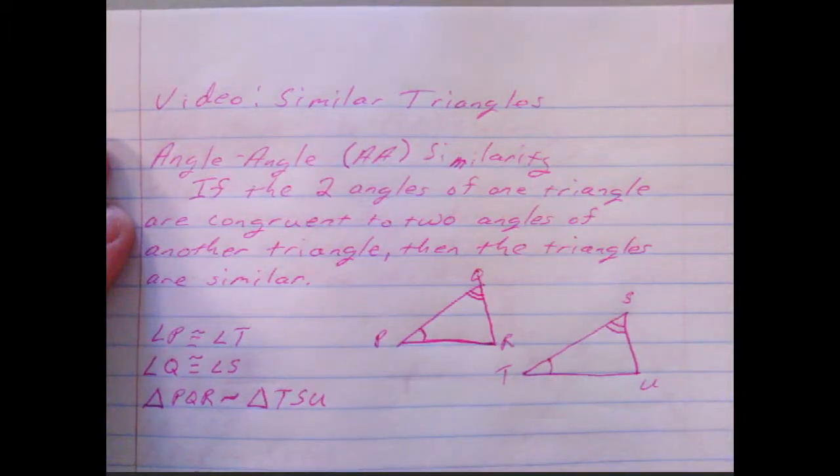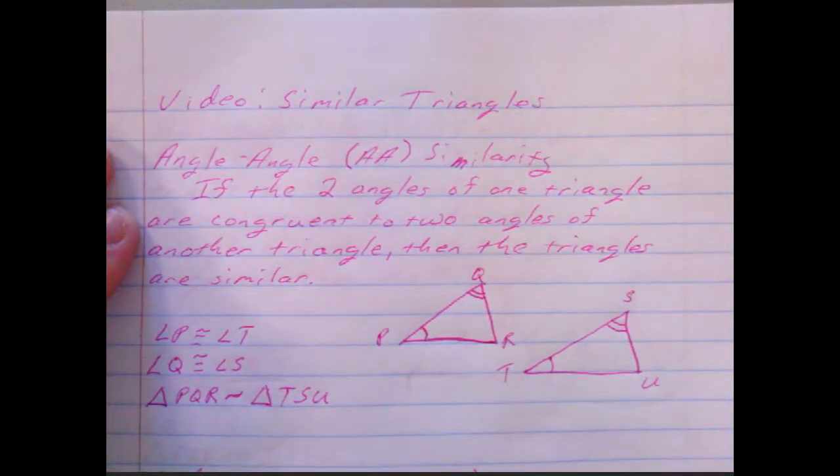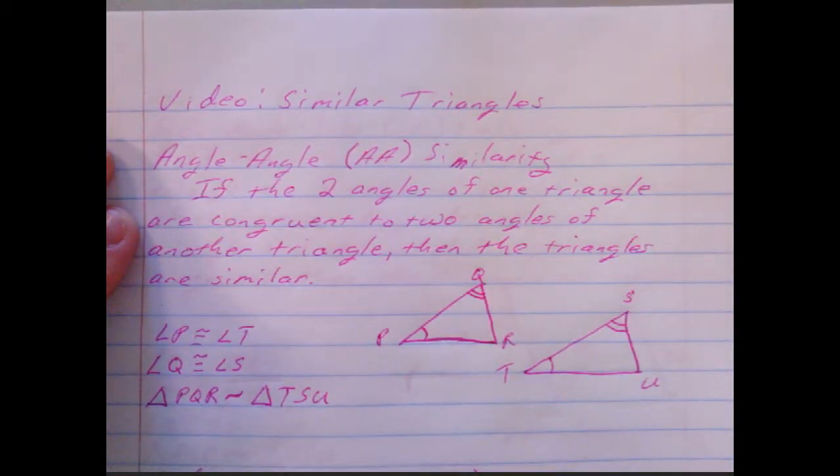Today we'll be talking about similarity of triangles. The last video was on similar polygons. This is going to be specifically triangles. Just like we had our congruency statements for triangles, now we have similarity statements. And remember, similar means that they are the same shape, but not necessarily the same size.